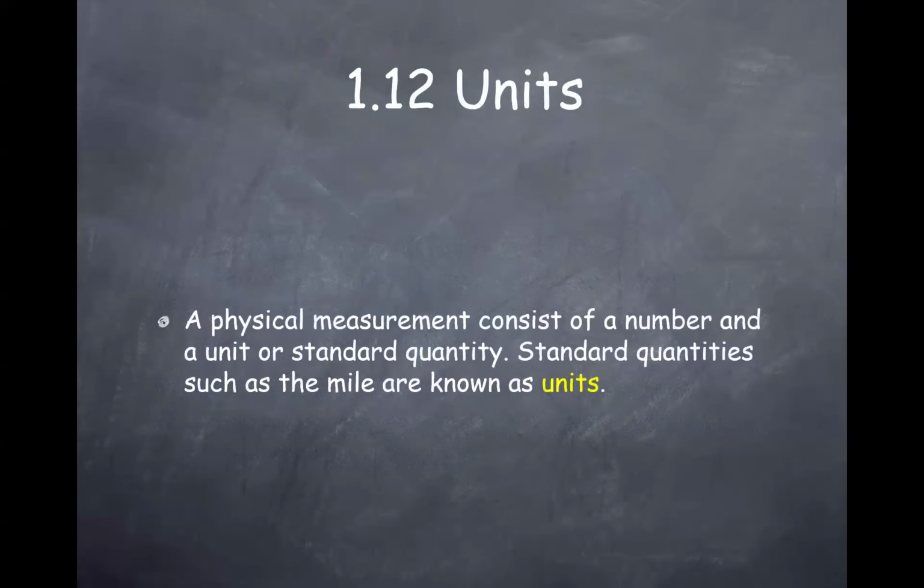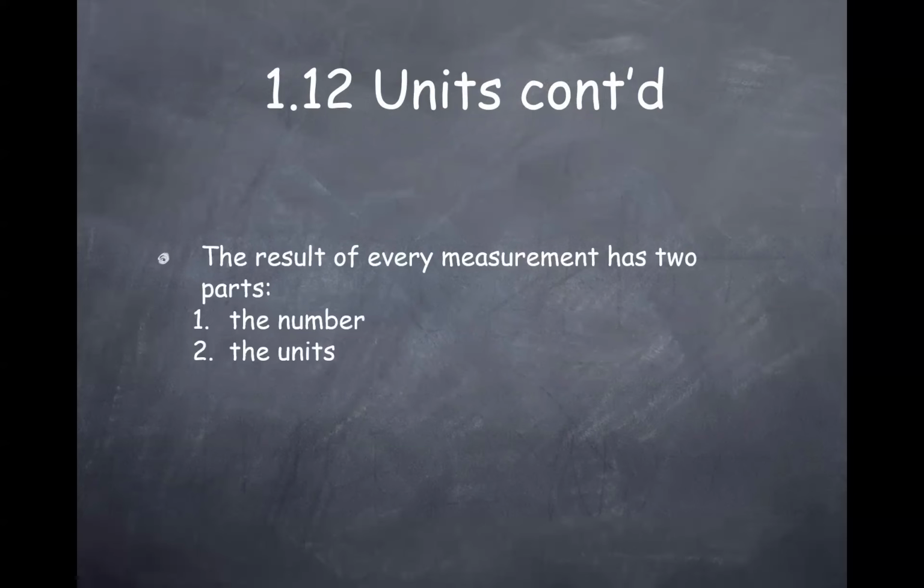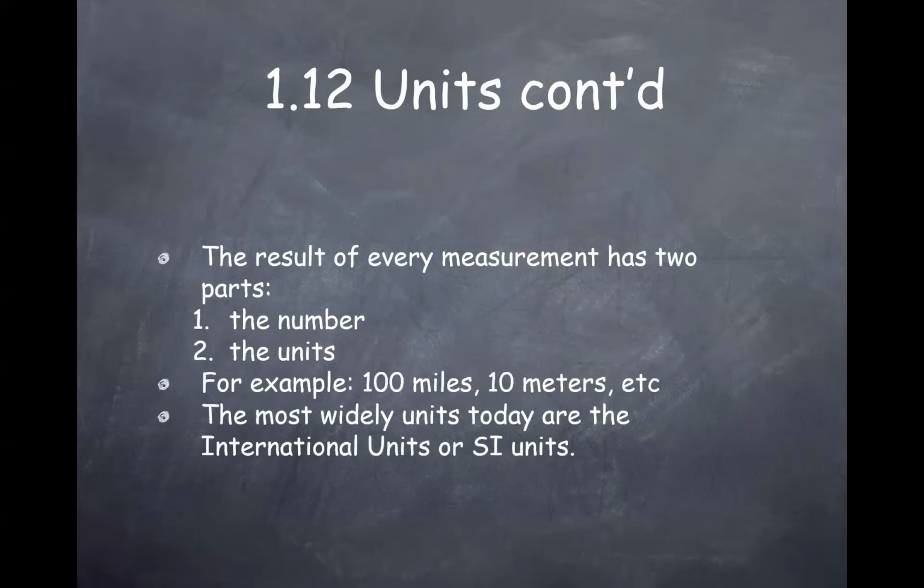Now, the main thing when you talk about your science and your results is your unit. A unit is your physical measurement that consists of a number and a unit, or a standard quantity. Standard quantities such as miles, kilometers, seconds, they're all known as units. Now, the result of each measurement has two parts, the number and the unit. For example, 100 miles, 10 meters, 5 seconds. This is all numbers and units. The main unit system that is used outside the United States is international units. Inside the United States, they use the British system.